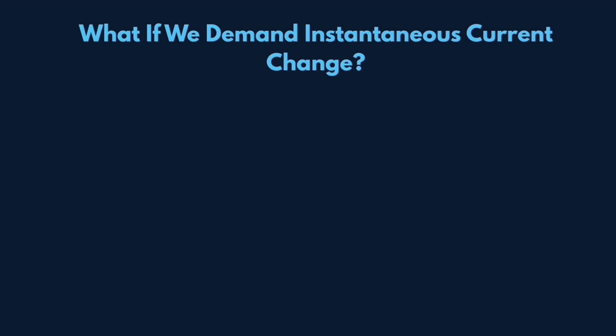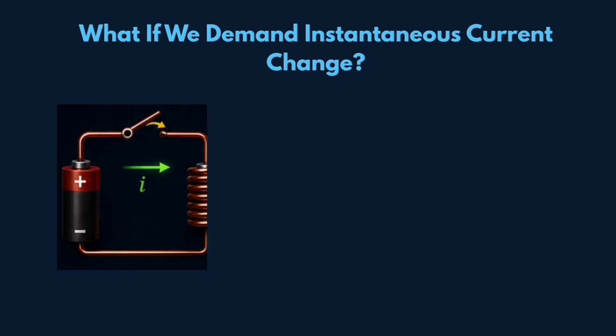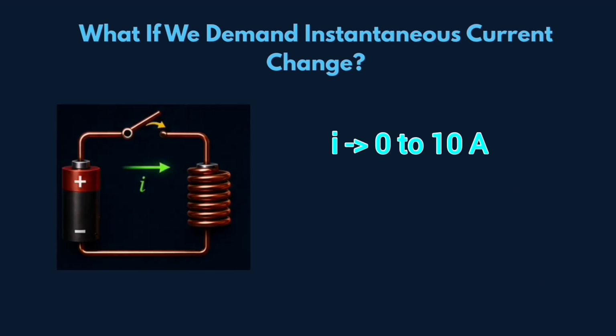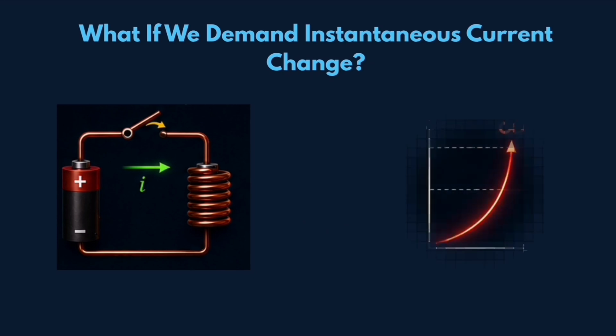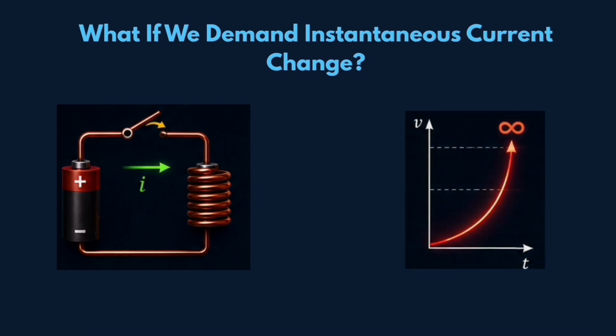What if we demand instantaneous current change? Suppose we want current to jump from 0 to 10 ampere instantly. That means a huge current change and zero time available. So di by dt, that is the rate of change of current, is infinity. Using the voltage equation, V equal to L into di by dt, which is nothing but infinity. The required voltage becomes infinitely large, but an infinite voltage cannot exist in a real circuit. Therefore, instantaneous current change is impossible.